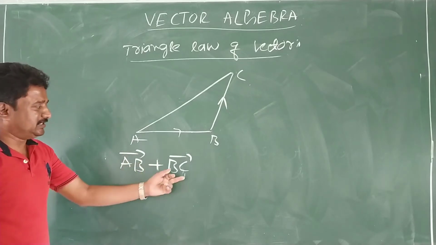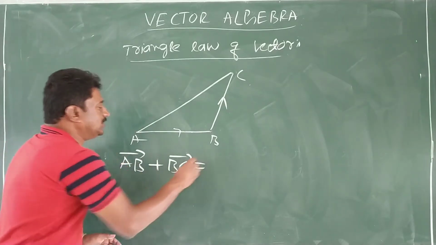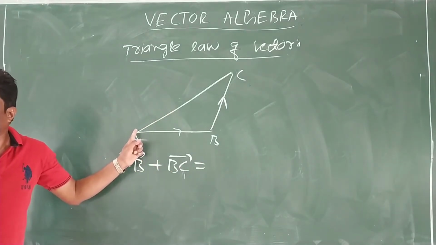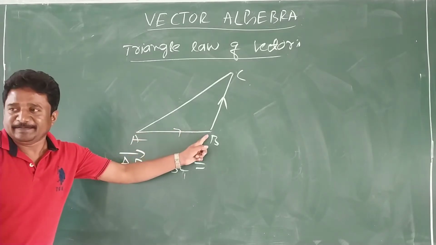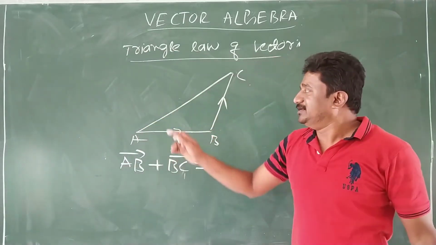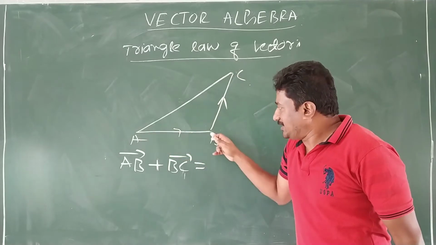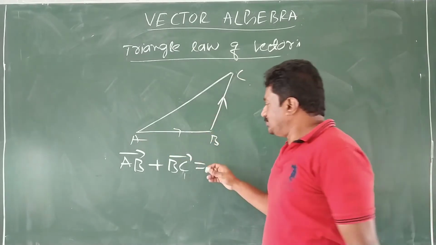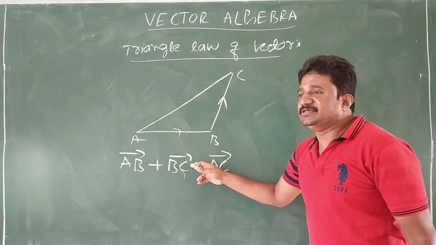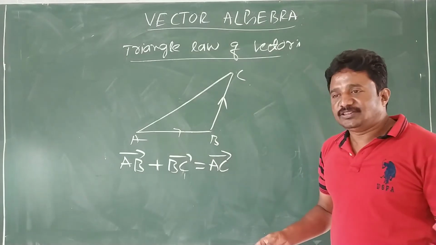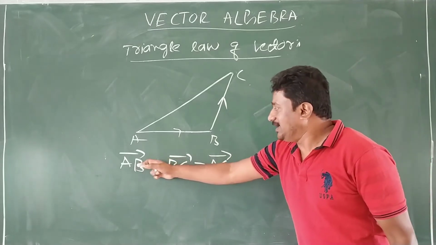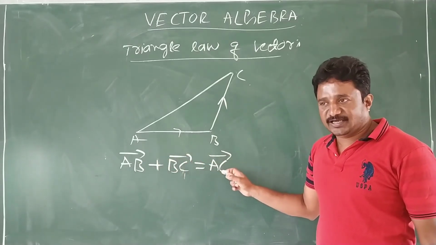Vector AB plus vector BC is equal to what? What is the resultant of the sum of these two? AC. The monkey's displacement is from A to B, then from B to C, then the resultant, net displacement is from A to C. That is, vector AB plus vector BC should be equal to vector AC. This law is called the triangle law: vector AB plus vector BC is equal to vector AC.